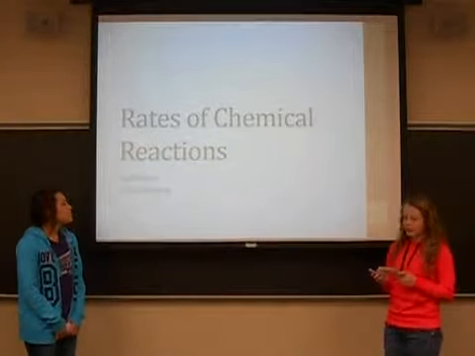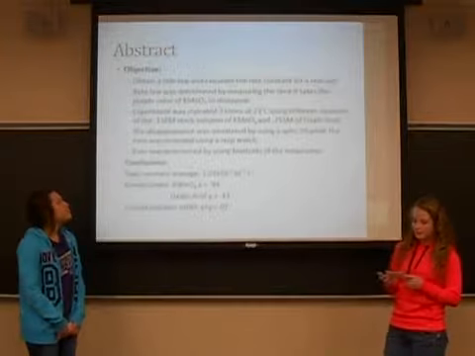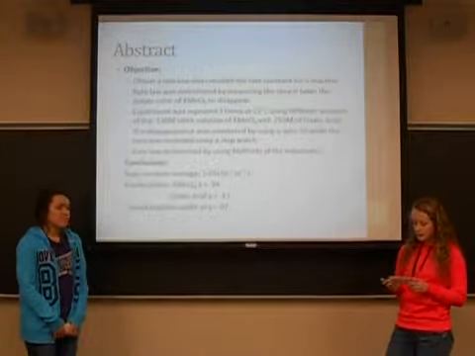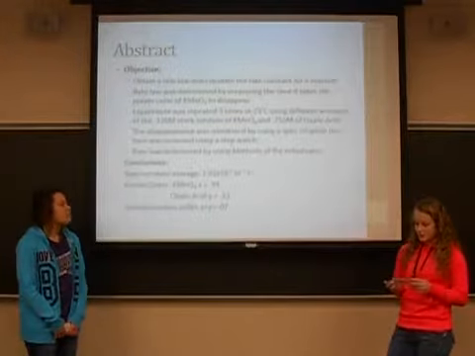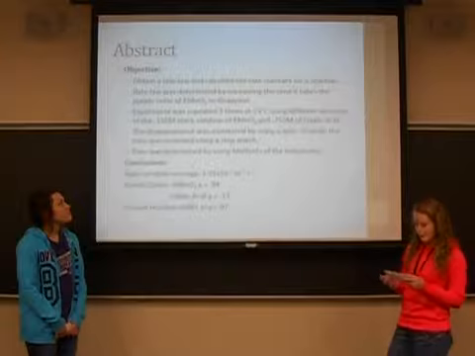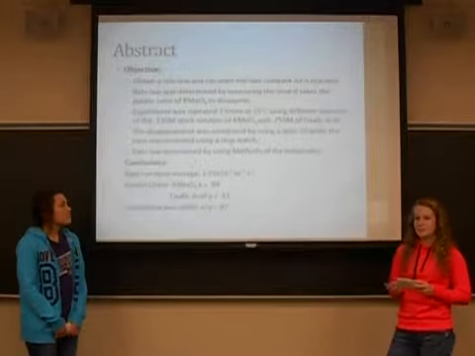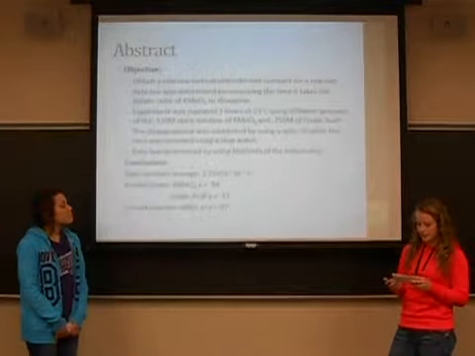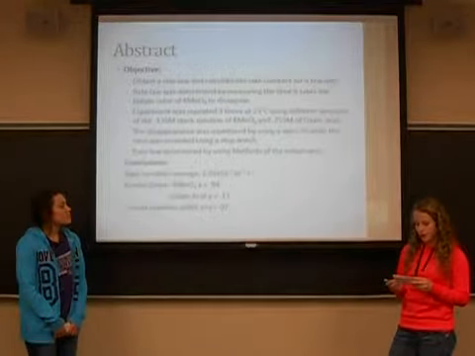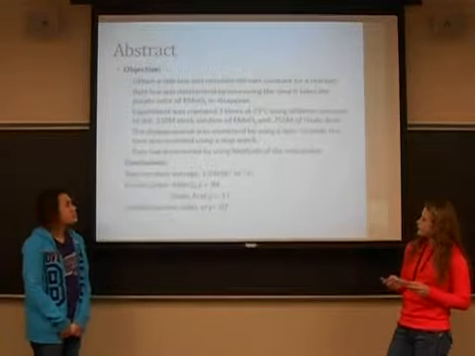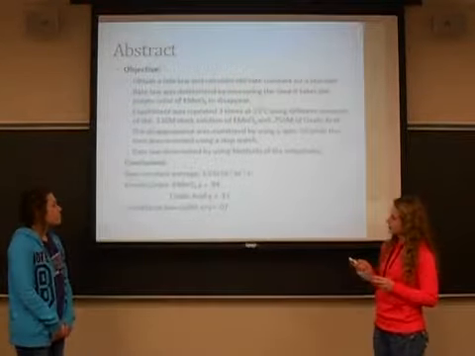We did rates of chemical reactions. The objective of this was to obtain a rate law and calculate the rate constant for a reaction. The rate law is determined by measuring the time it takes for the purple color of KMnO4 to disappear. The experiment was repeated 3 times at 23 degrees Celsius using different amounts of the 0.13 stock solution of KMnO4 and 0.75 of the oxalic acid. These are our conclusions.